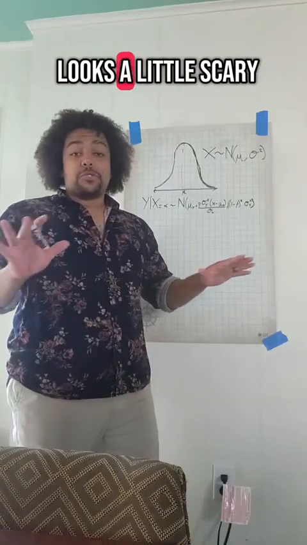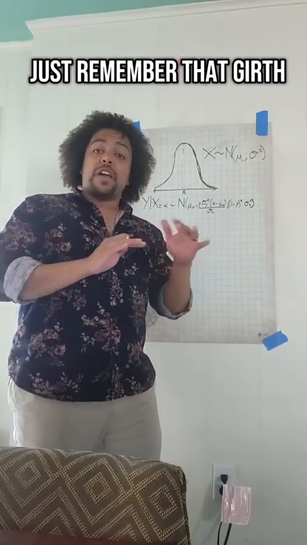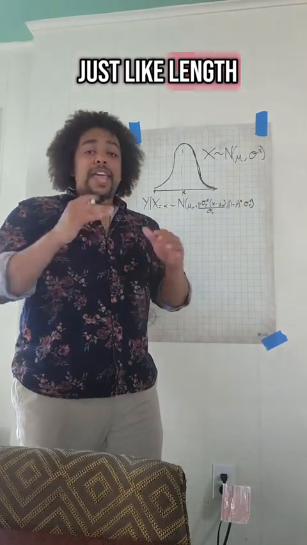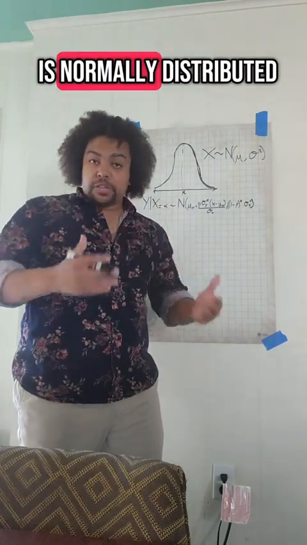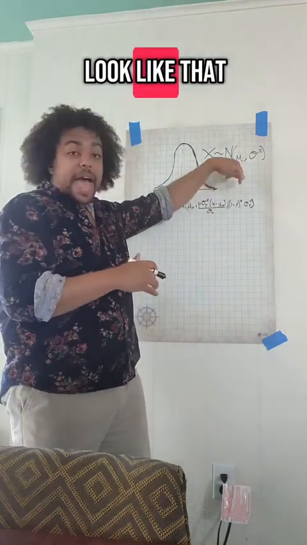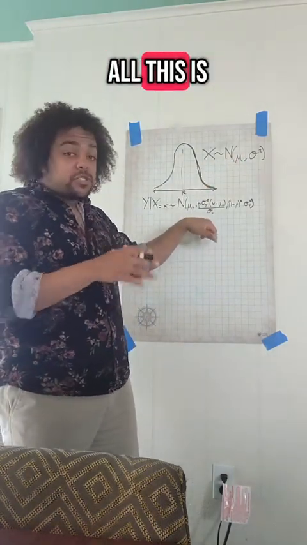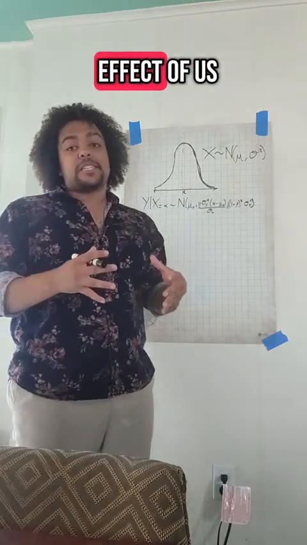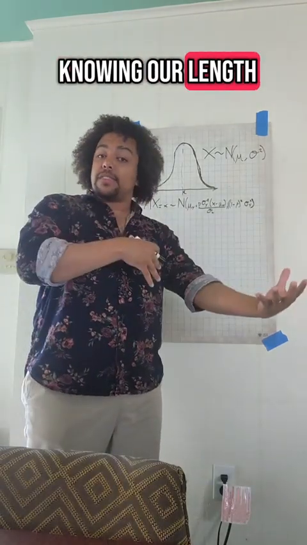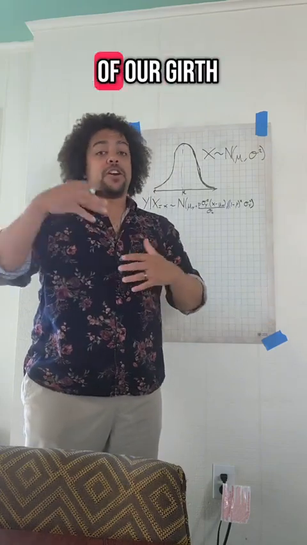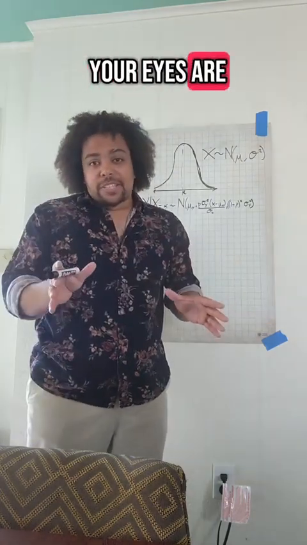I know this looks a little scary, but you gotta just remember that girth, just like length, in a vacuum is normally distributed. So it would look like that. All this is doing is trying to capture the effect of us knowing our length on the possibility of our girth. I can see your eyes are glazing over.